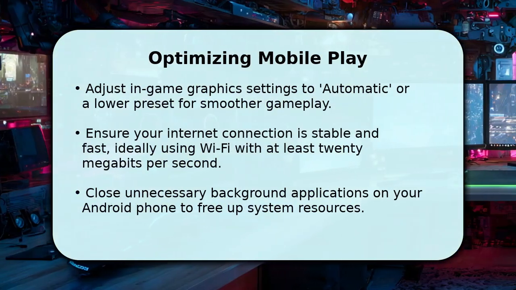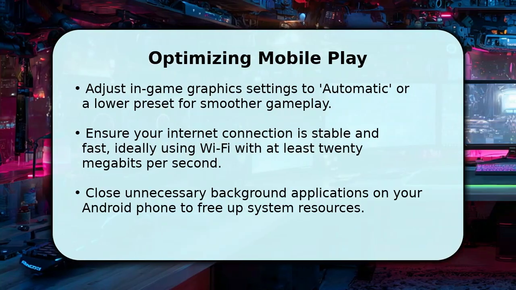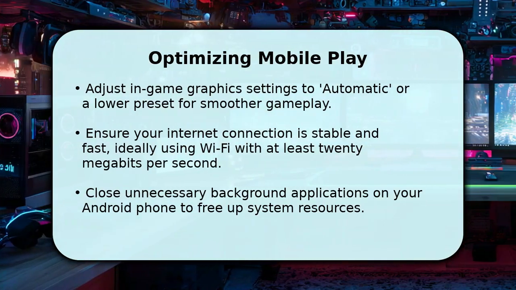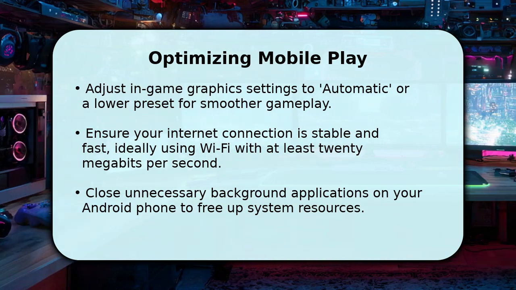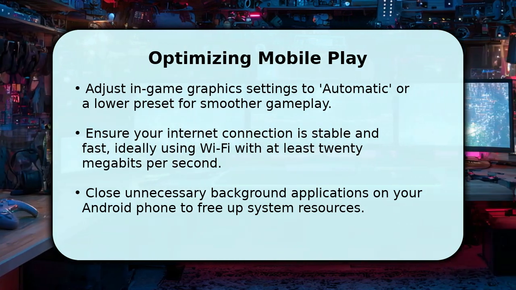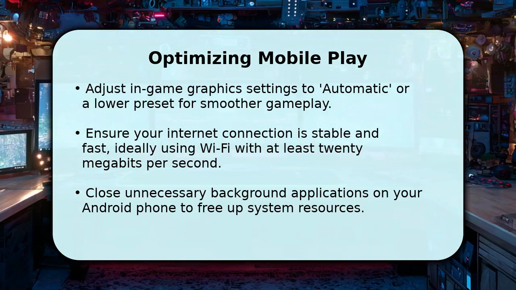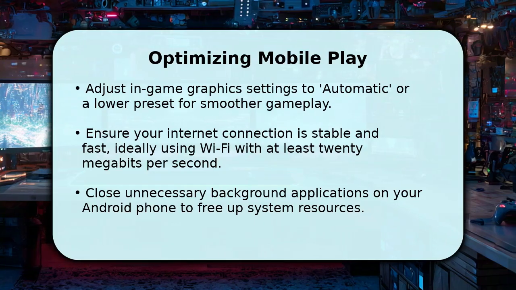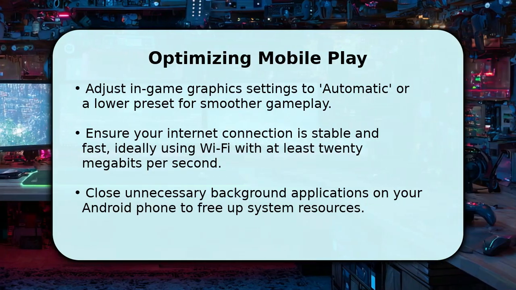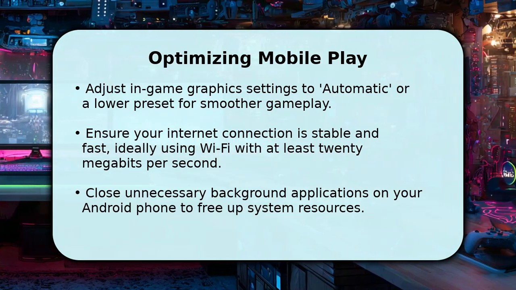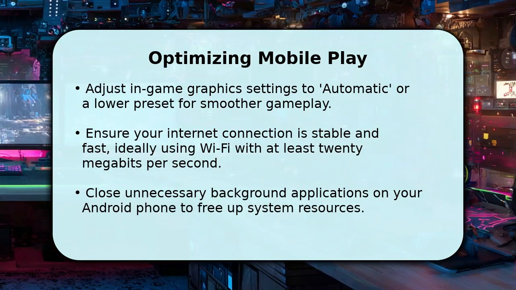To enhance your gameplay, optimize Roblox settings once you are in a game. Navigate to the game's settings menu and consider lowering the graphics quality to automatic or a slightly reduced preset. Additionally, always connect to a stable Wi-Fi network, aiming for speeds of at least 20 megabits per second, and close any applications running in the background on your Android phone. These adjustments can significantly improve your frame rate and reduce lag.